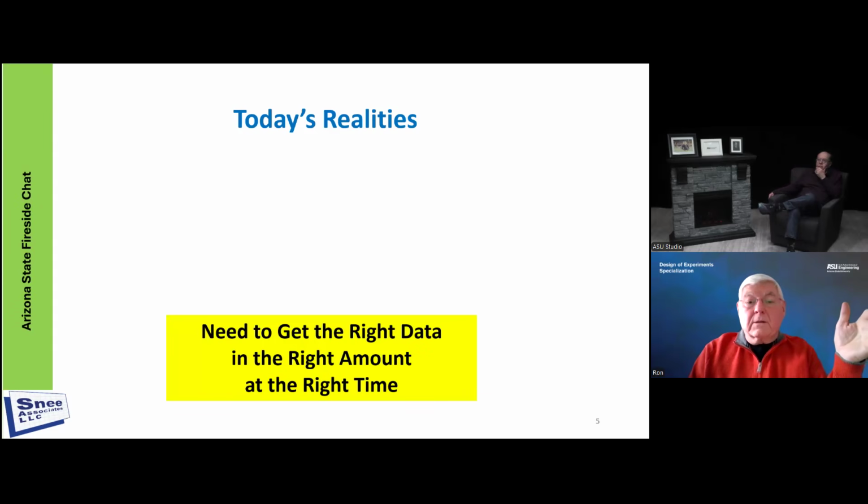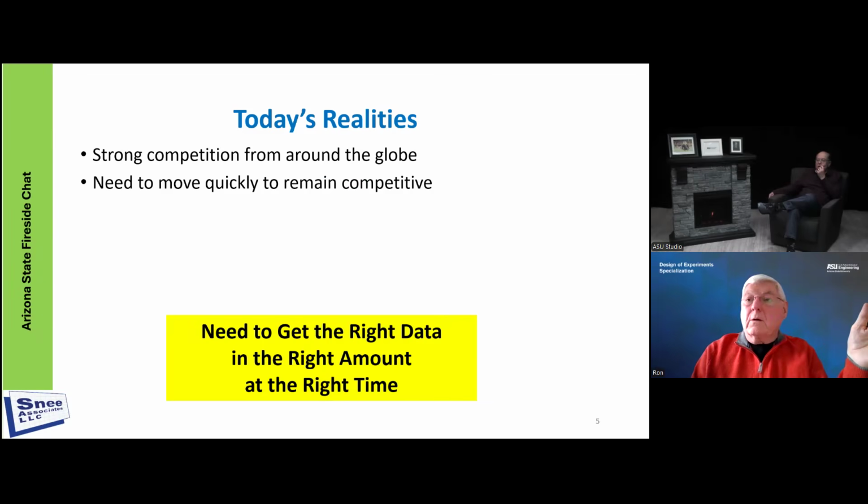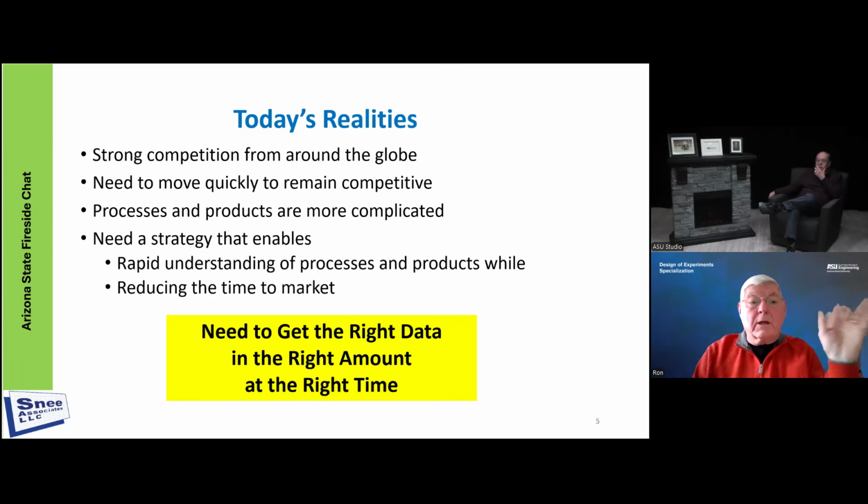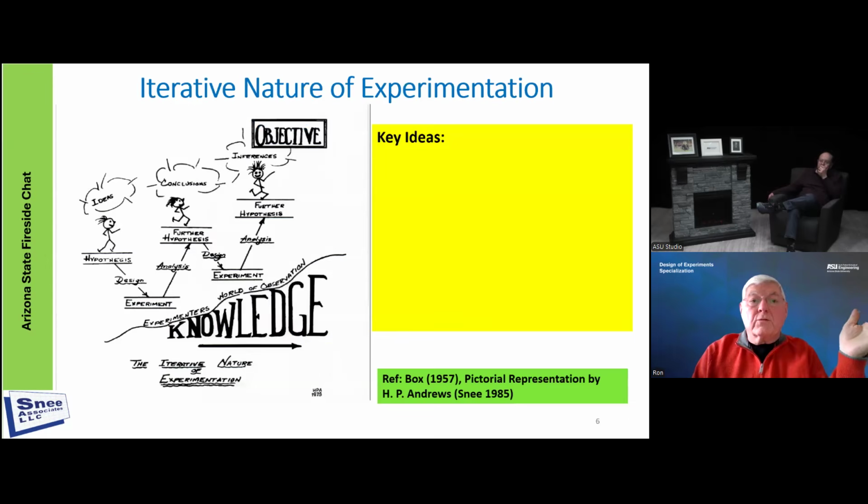We need to think about today's realities, and the bottom line is, as I mentioned a moment ago, we need to get the right data in the right amount at the right time. And how do we do that? Why do we need to do that? Well, we've got strong competition around the globe. We need to move quickly to remain competitive. Products and processes are getting more and more complicated. And so we need a strategy that enables us to get rapid understanding of processes and products while reducing the time to market.